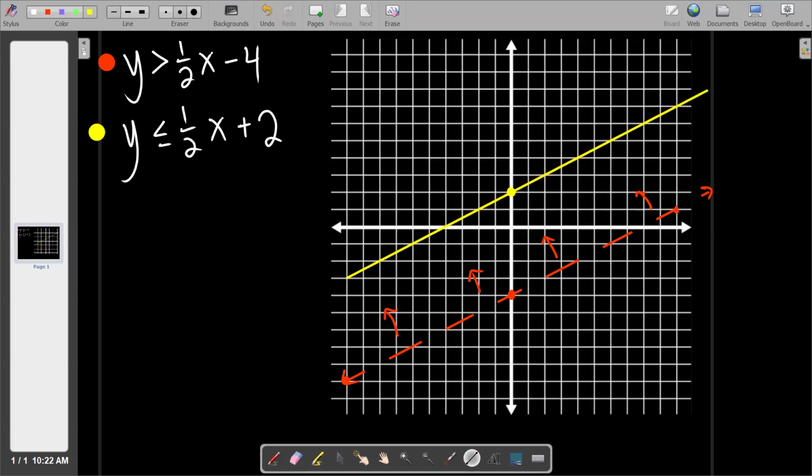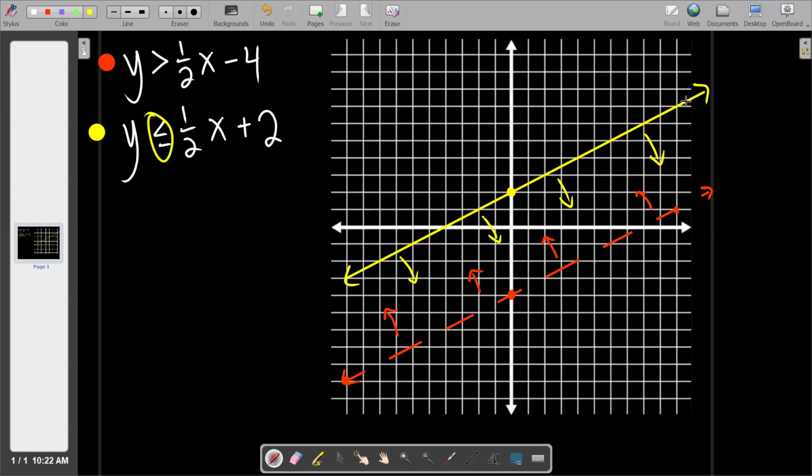Like this. And this one should be solid, which is good news. And where would the shading go on this one? It'll go below because it does say is less than or equal to. So we're going to shade below. So this is it. Scenario number one. You'll want to keep track of these.